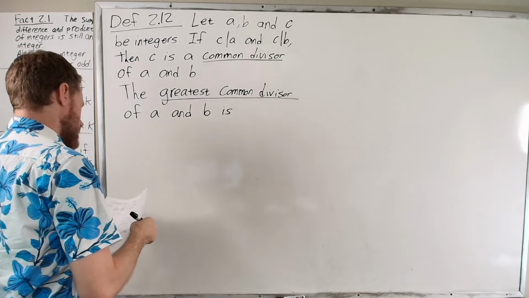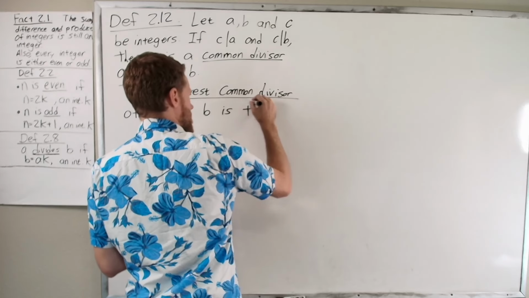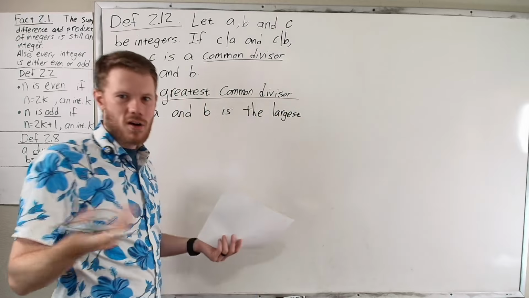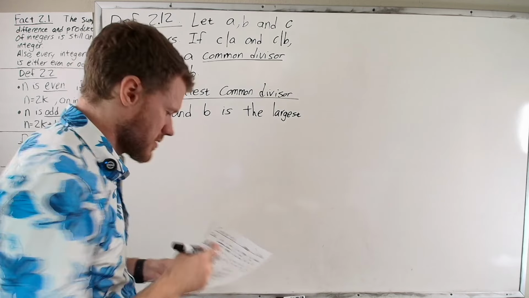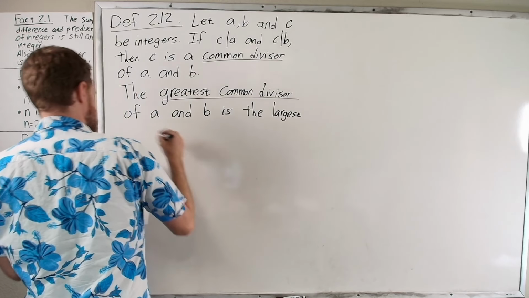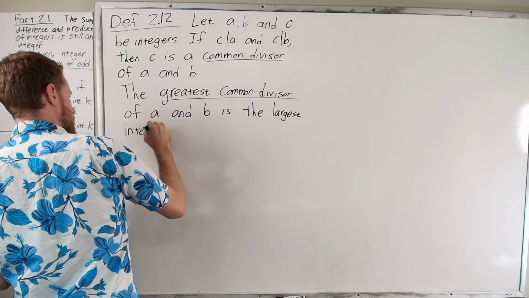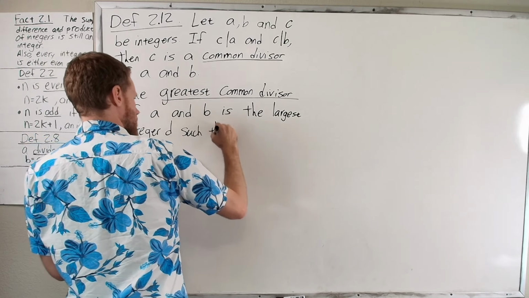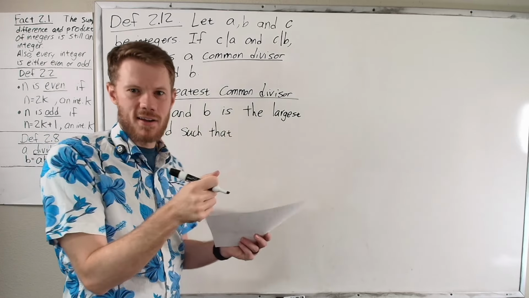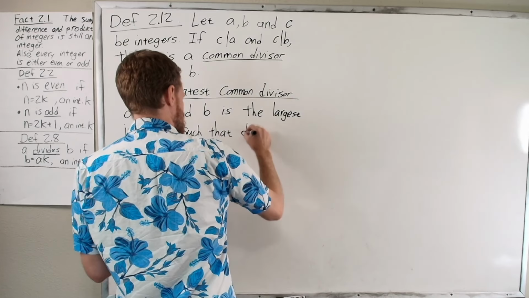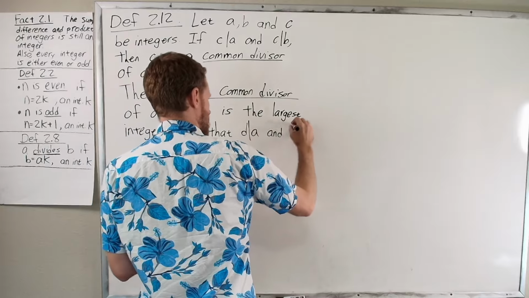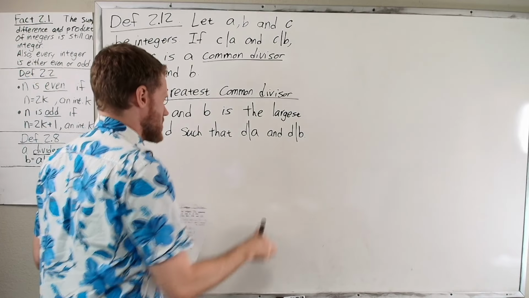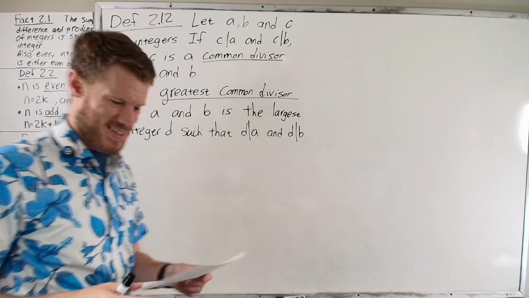Okay, so what is the greatest common divisor of A and B? It is the largest. Also, think about the greatest, the biggest. But in terms of numbers, it's the largest integer D such that, so it's the largest thing that is a common divisor, such that D divides A and D divides B. That's what it means to be the greatest common divisor. It means you're both a common divisor and you're the greatest.